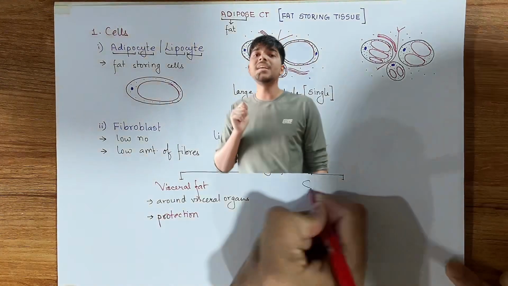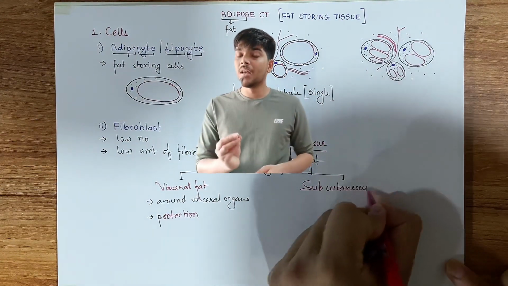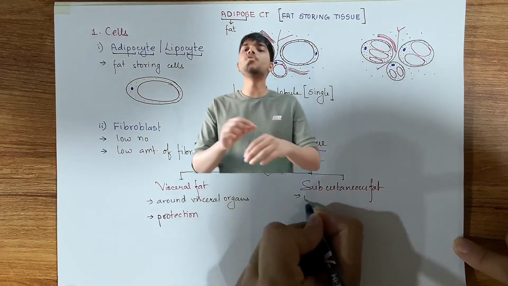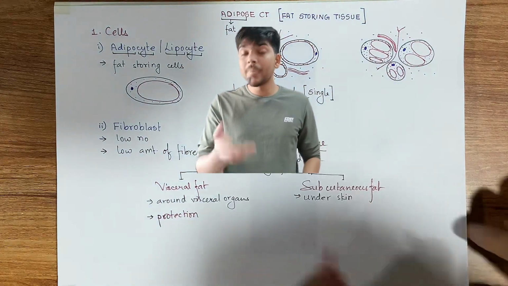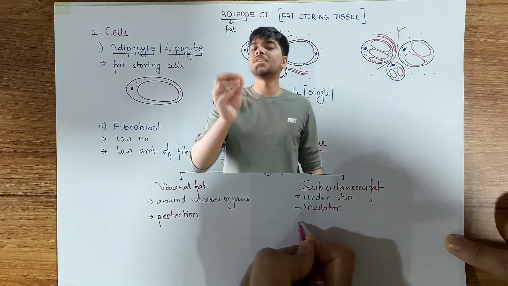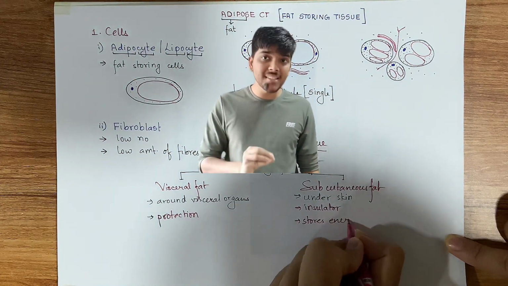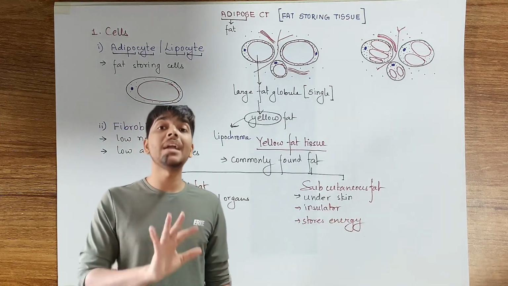Second is subcutaneous fat. Sub means under, cutaneous refers to skin. So this subcutaneous fat, which is a type of yellow fat, is found under your skin, where it acts as an insulator plus provides energy when needed. When your body is deficient of energy, the fat stored under your skin oxidizes and provides the energy required. So that's your yellow fat tissue.